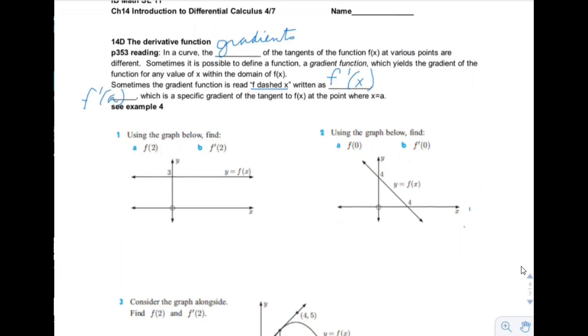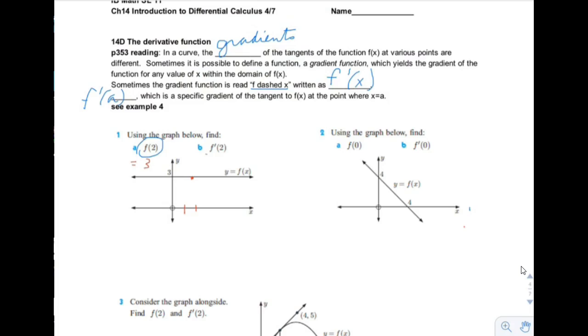See example 4. Using the graph below, find f of 2. F of 2, this is just what you've always found in the past. The function at x equals 2. So x equals 2, let's say it's going to be about here. Doesn't really matter because you can see that the function f has the same value, 3, at any x value. So, of course, this is going to be 3.